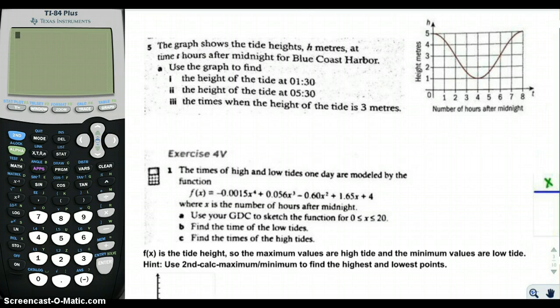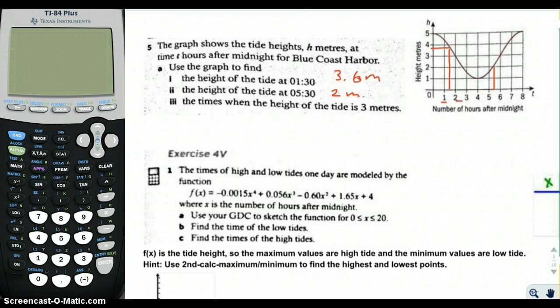Okay, well if this is 1 and this is 2, then 1:30 would be halfway in between. And the tide height looks like it'd be about, if I eyeball it, maybe like 3.6 meters. And then the height of the tide at 5:30, so 5:30 would be about here. That looks like it's about 2.